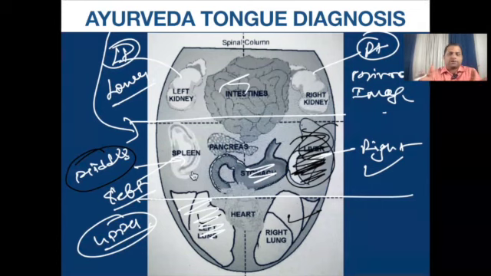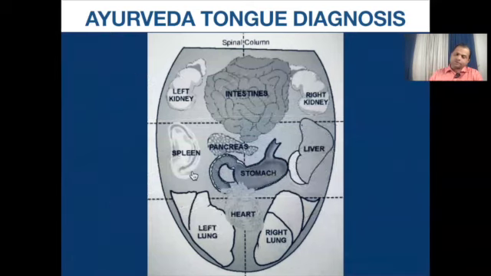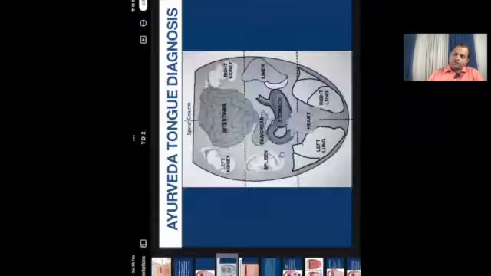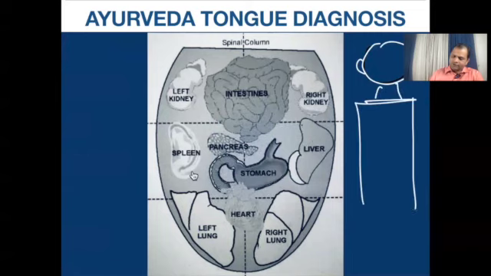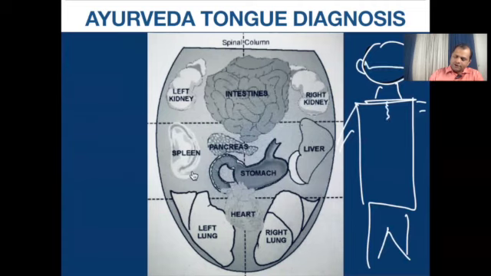As per the Ayurveda concept, whatever organ we have on the right side will be represented on the right side of the tongue, and the same for the left side. So look here once again. If you see your body, this is the human body, and we have a spine just in the center. We are looking at the body from the back side, and this is the spine, right? So the center part of the tongue represents the spine.